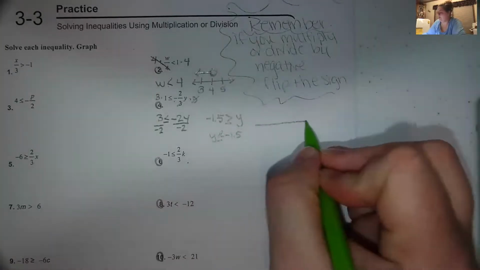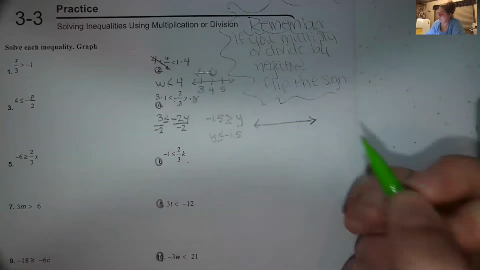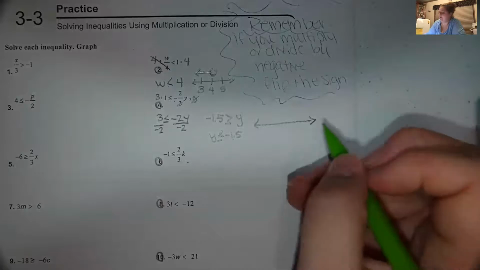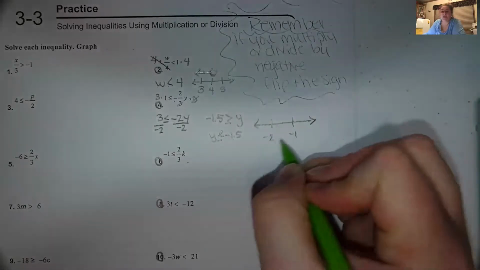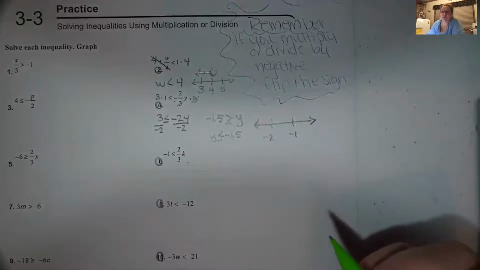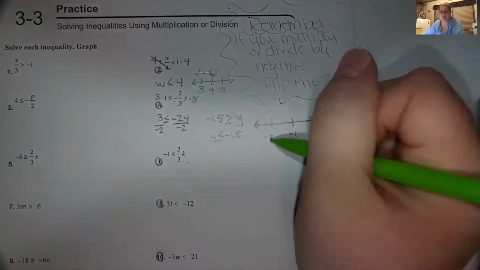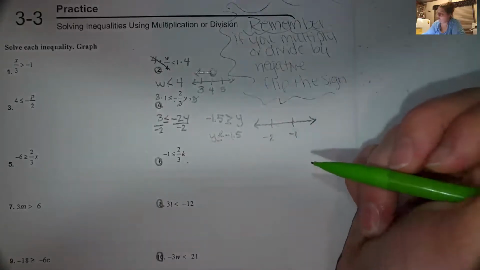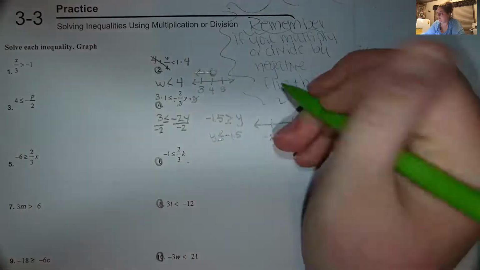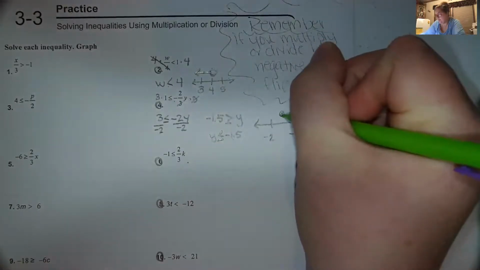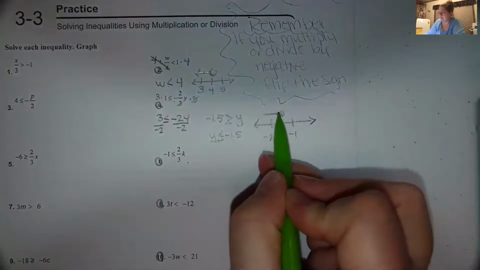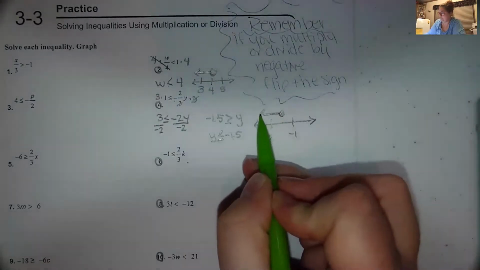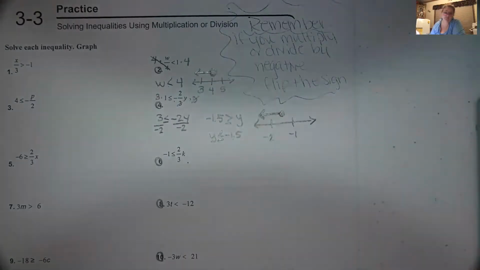Okay, so then you're going to graph this. Well, where is negative 1.5? Well, that's between negative 1 and negative 2, right in the middle between the two. Okay, so I'm just going to put a negative 1 and a negative 2. Open or closed circle, well, it is or equal to, so it's a closed circle right in the middle of them. And it says y is less than or equal to negative 1.5. So that's pointing to the left. Okay, let's keep going.